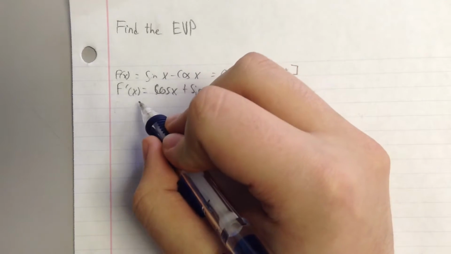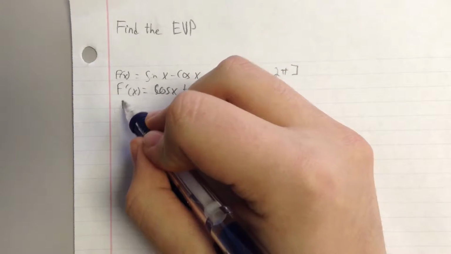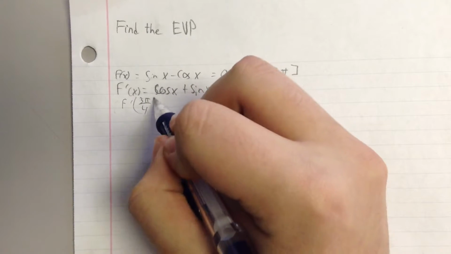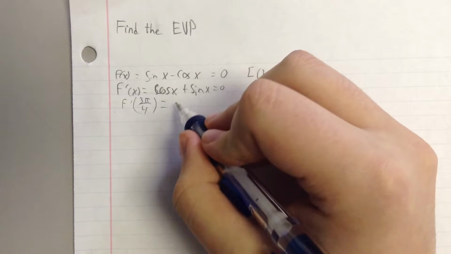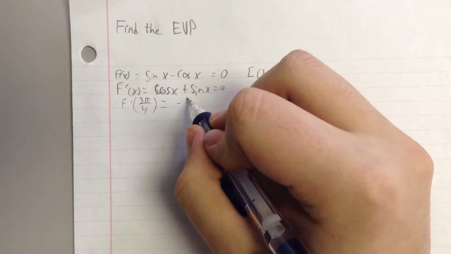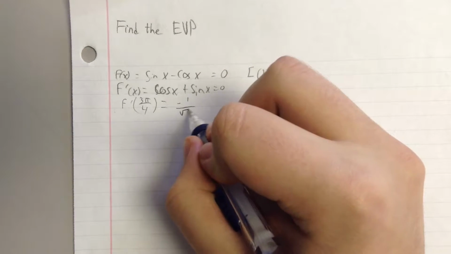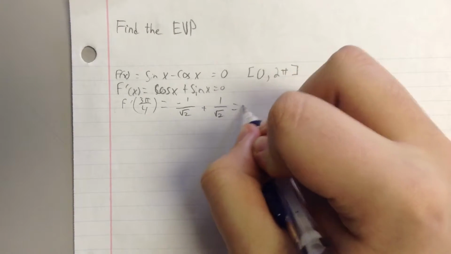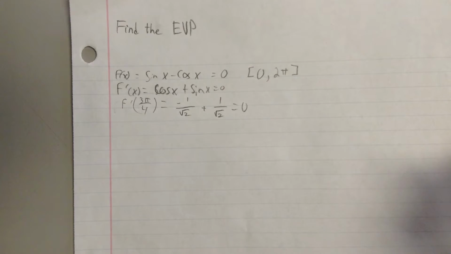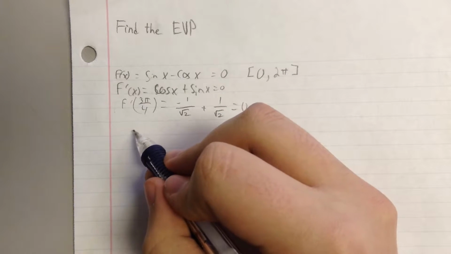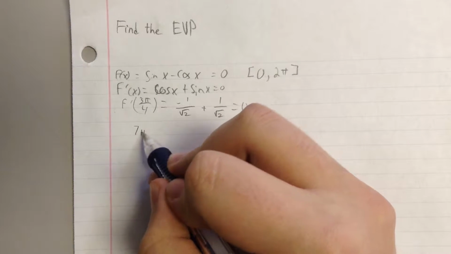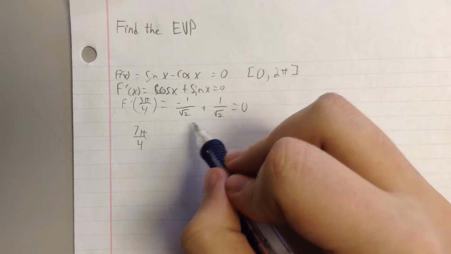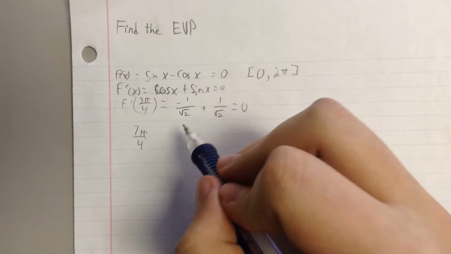So the first one we will get to is f prime of, how about 3 pi over 4, and this will end up doing negative 1 over square root of 2 plus positive 1 over square root of 2, which is going to be 0. And the other value is going to be 7 pi over 4, which is going to produce the exact same thing, it's just the signs are going to be reversed.